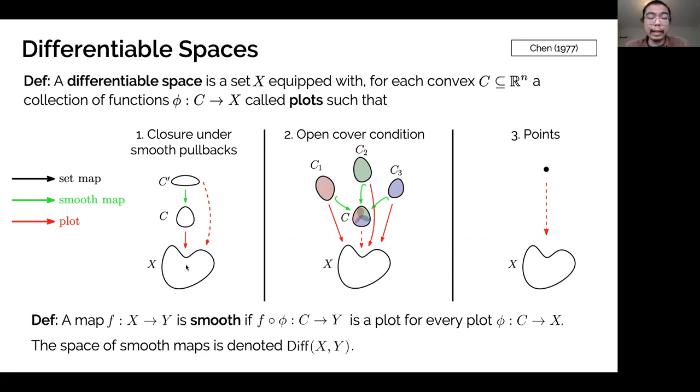And so we say that a map between two differentiable spaces is smooth if for any plot phi on X, the composite with this map F is a plot on Y. And so we get a category of these differentiable spaces. Also just a remark, this is very similar to notions of diffeological spaces, which I think is maybe a little bit more commonly used nowadays.